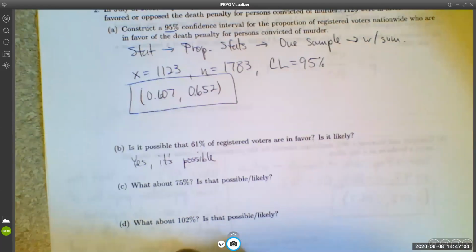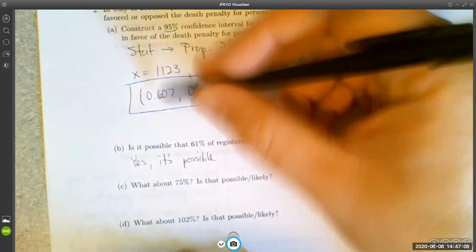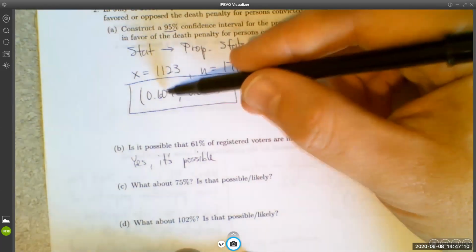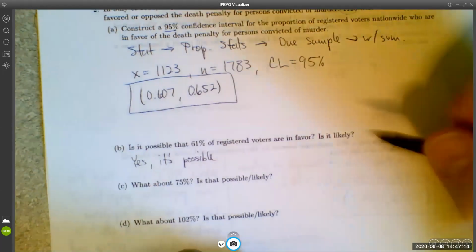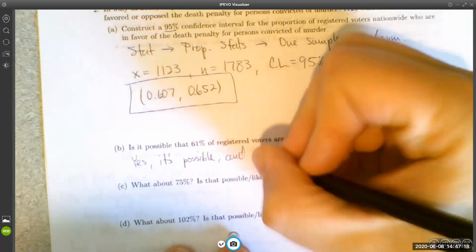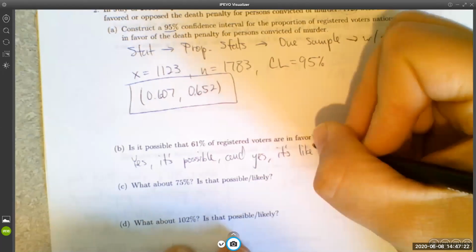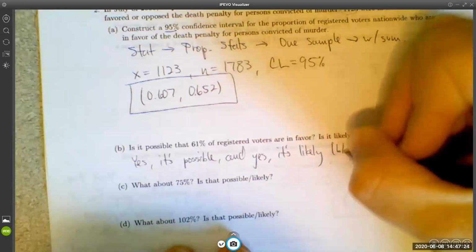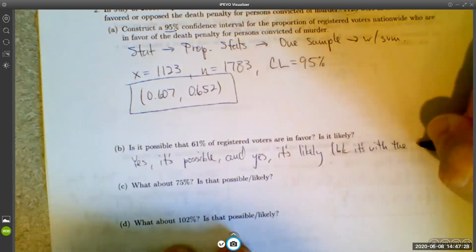Is it likely? Well, 61% is within this interval, right? 61% is between 60.7% and 65.2%. So I'd say, yeah. Is it likely? So yes, it's possible. And yes, it's likely, because it's within the confidence interval.